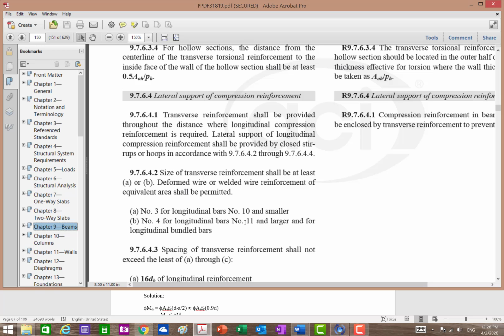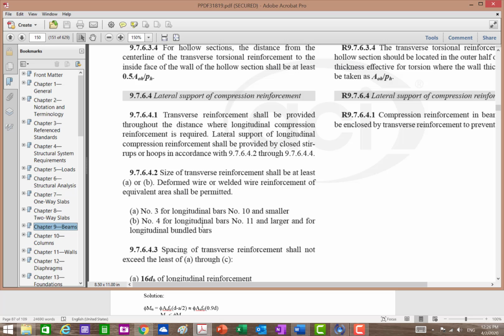If you go to number 11, you must now use a number 4. Before, you didn't need that. Before, you could have used number 3s. But now, because you're putting compression bars, number 11 compression bars, you have to use a number 4.